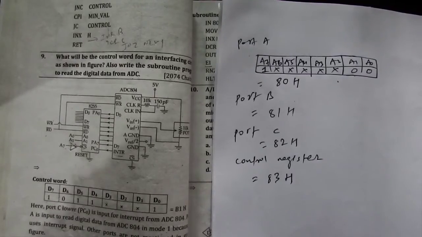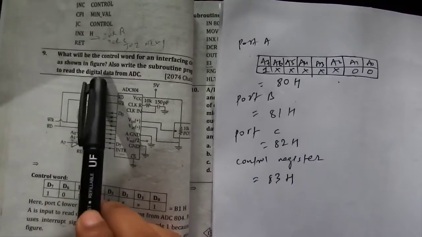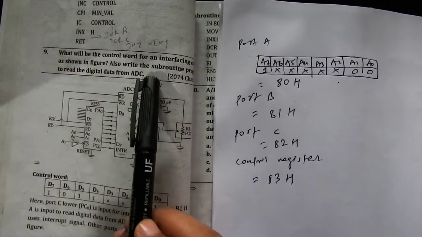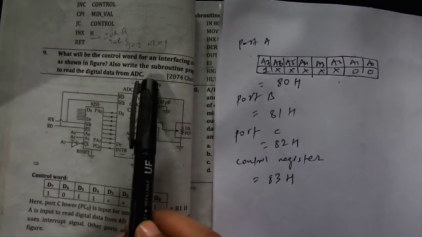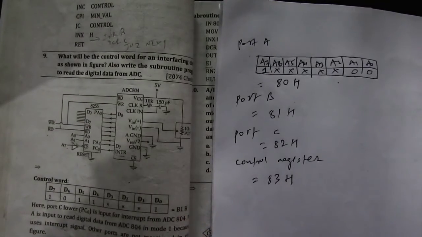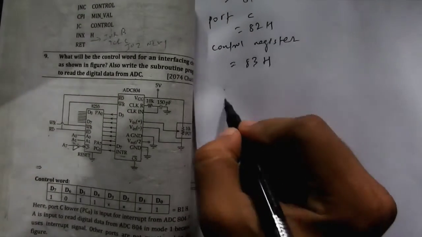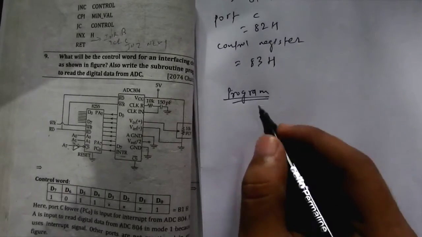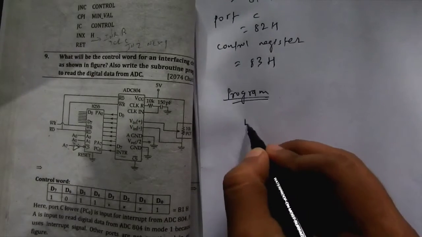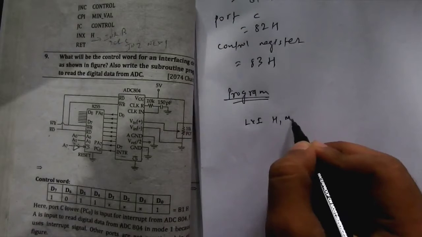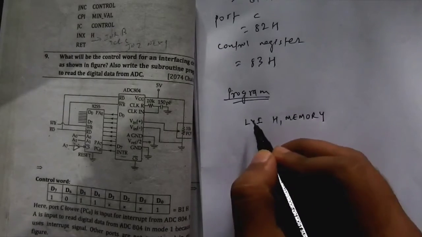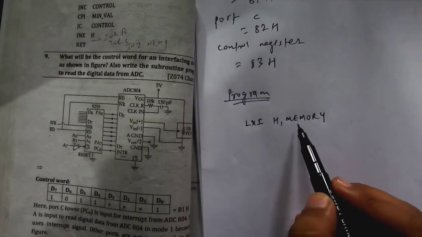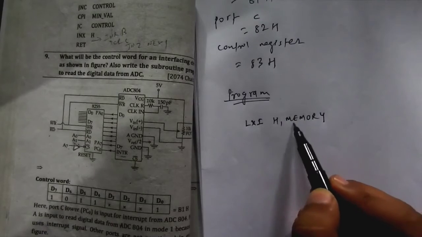Alright, if in the question there is something like read the digital data from ADC and no information about processing and outputting the data, then we need to store that data into memory. So therefore program, let's say program here, and then for initializing the memory we will write LXI H memory. So this will initialize a pointer to an address held by this variable memory, so you can name it whatever you want.